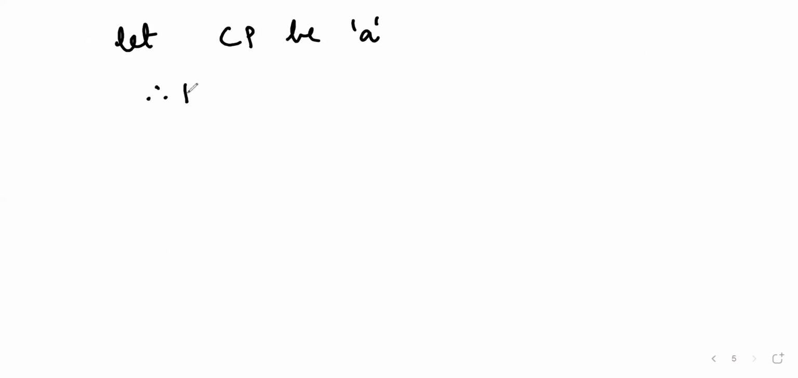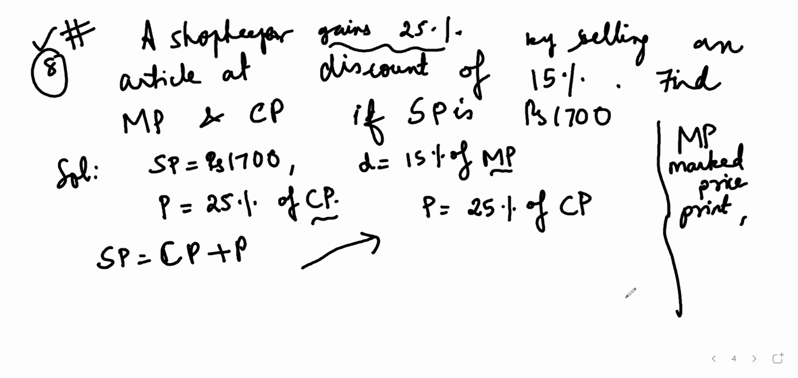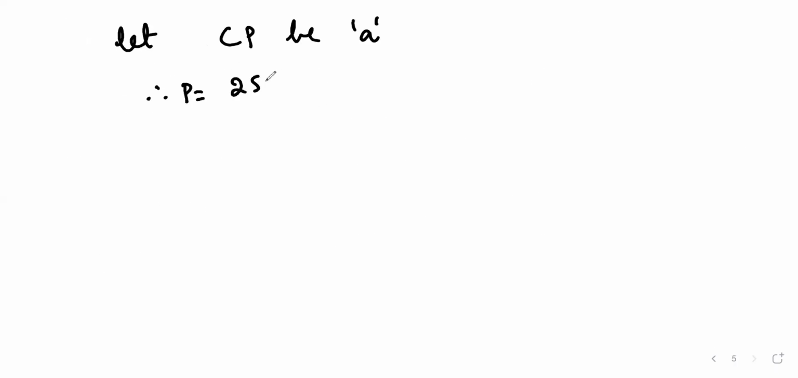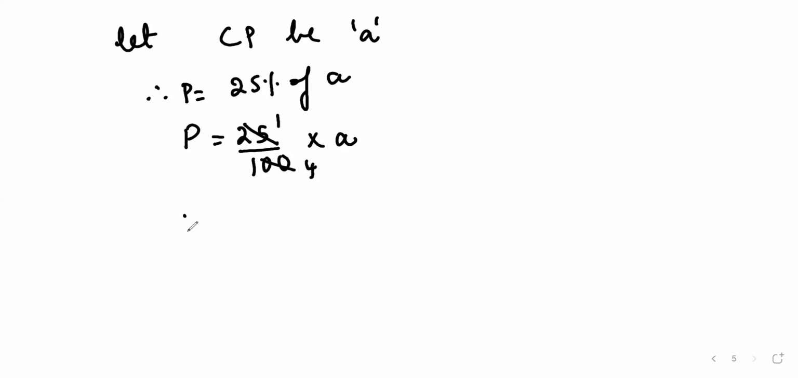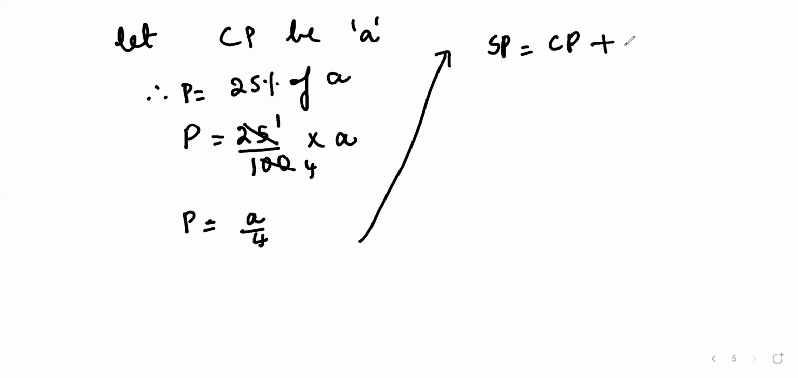So therefore, profit will be, he is gaining 25%. So 25% of A: 25% means 25 by 100, of means into A. 25 ones are 25, 25 fours are 100, so profit is A into 1 upon 4, so A by 4. So what will be the selling price? It is cost price plus profit. So 1,700 is, what is the profit? Cost price A plus A by 4, right? 25% means A upon 4, A divided by 4.